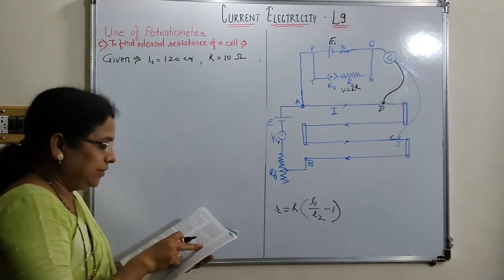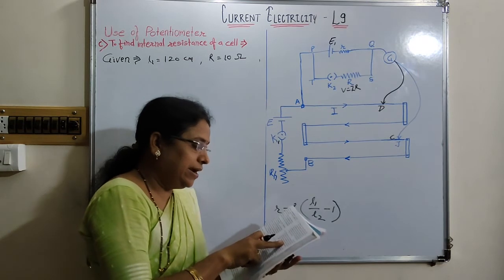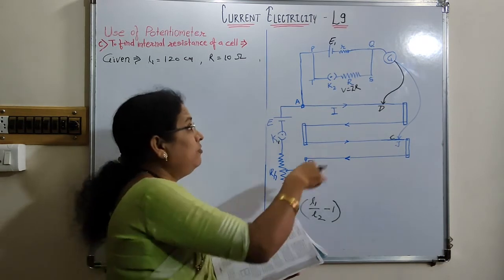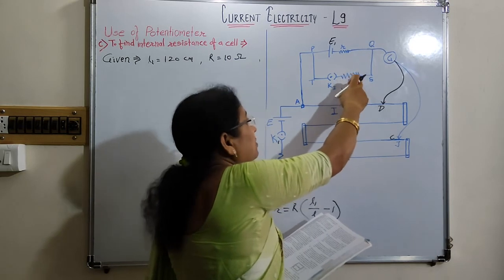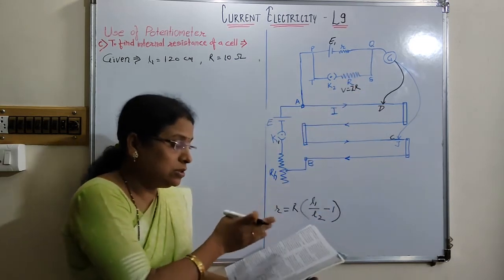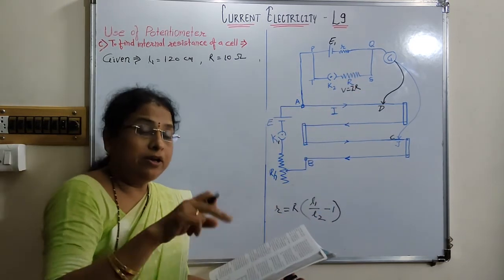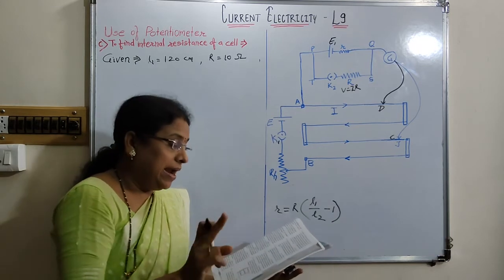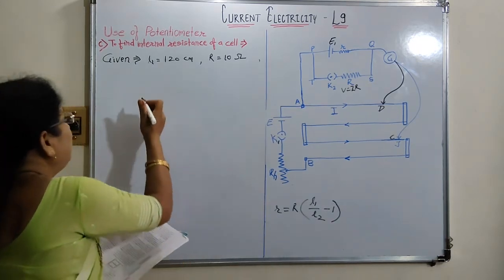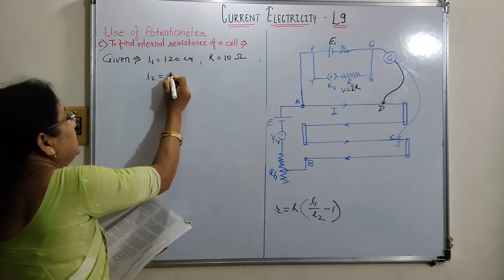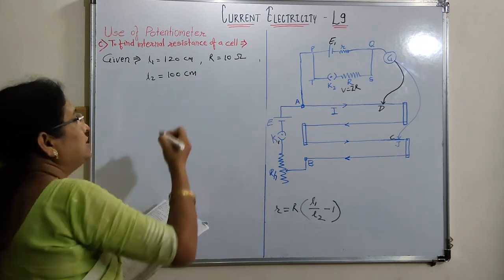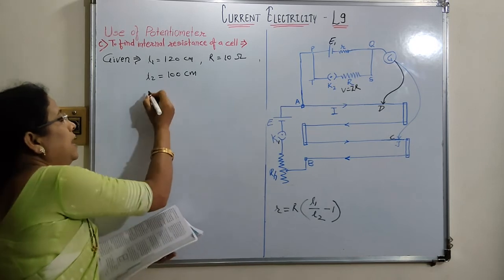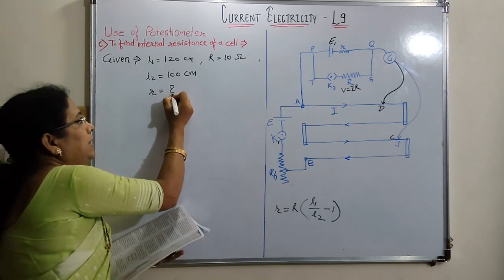Then it is said that the balancing length is reduced by 20 cm. When we close the key K2 and take out some shunt resistance 10 ohm, the balancing length is reduced by 20 cm. Reduced by 20 cm means L2 is not 20 cm, but L2 is 100 cm. Reduced by 20 cm means 120 minus 20, that is 100 cm, and you have to calculate the internal resistance of the cell.